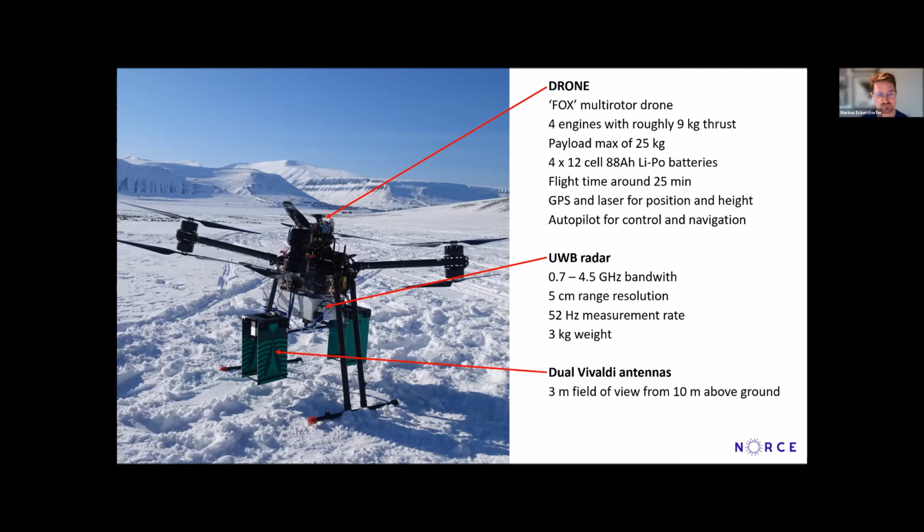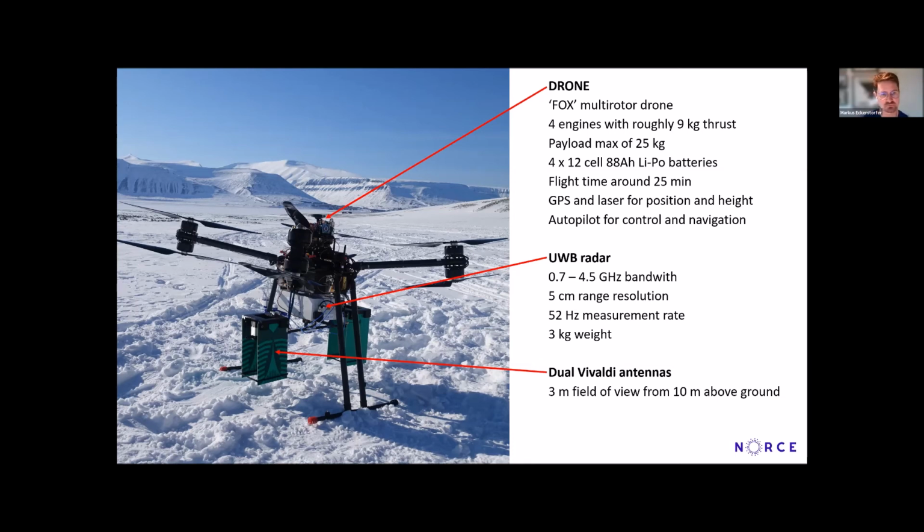The radar is that gray little box that sits underneath the drone. It's an ultra-wideband radar, so we have a bandwidth of 0.7 to 4.5 gigahertz with a ground resolution of 5 centimeter in range, 52 hertz measurement rate, so you can fly the drone quite fast, and we have flown it up to 10 to 15 meters per second without any problems in terms of the measurements. And it weighs 3 kilo.